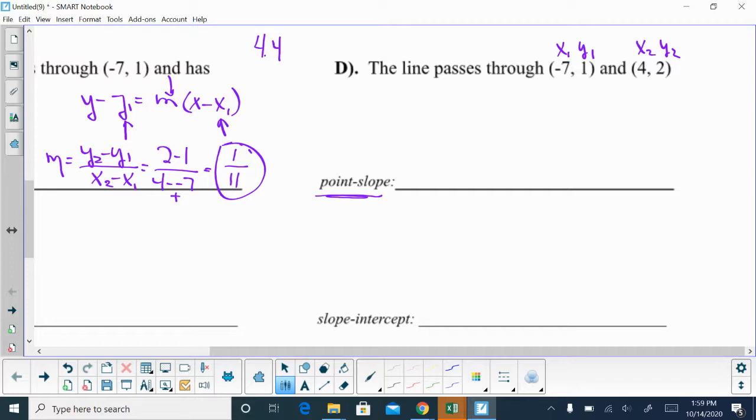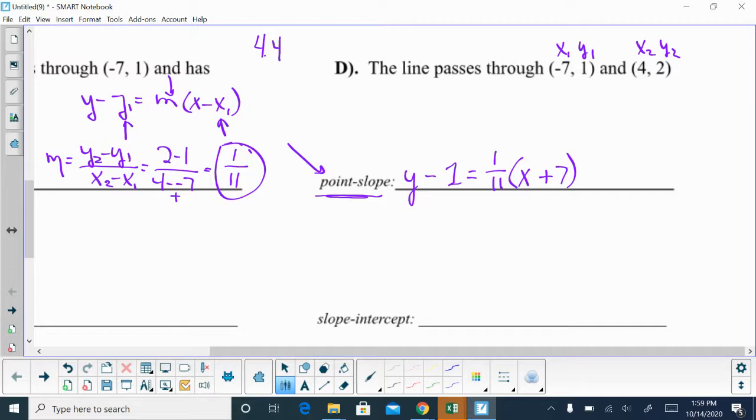So plugging that in point slope form, and I'm going to use this first point here, y minus y1 is equal to my slope, 1/11th, times x minus negative 7, which becomes x plus 7. So here's my point slope form.